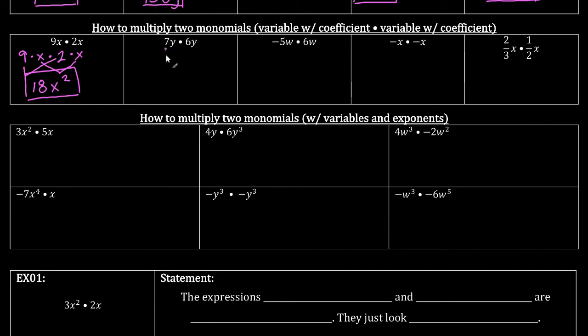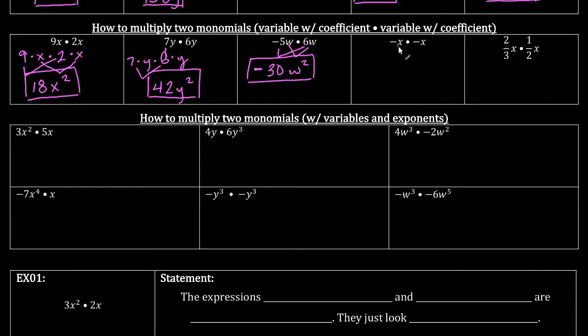Let's try it again. This is really 7 times y times 6 times y. 7 times 6 is 42. y times y is y to the second power, y squared. So instead of writing it all out, I'm just going to do it separately or in pieces. So negative times a positive is a negative. 5 times 6 is 30. w times w is w squared, w to the second power.